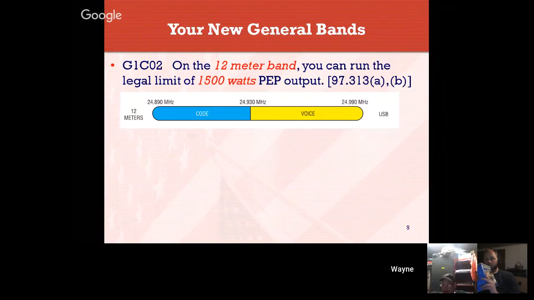All right, 12 meters. Just a very, very small segment of the 12-meter band here. You can run the legal limit of 1500 watts PEP. And there you see what the frequencies are. So it runs from 24,890 to 24,990. And you can see the portion that's kind of set aside for Morse code or CW and the rest for voice using upper sideband.